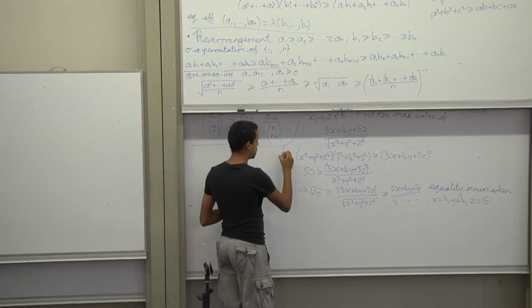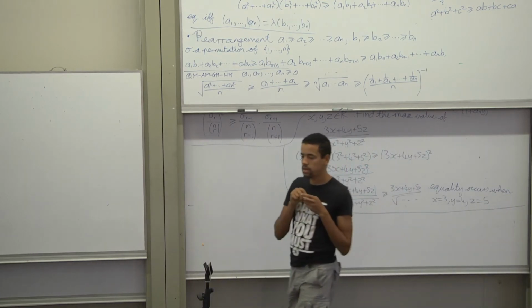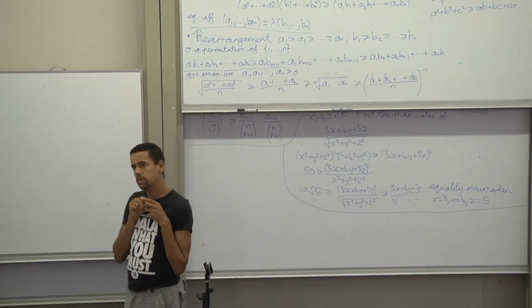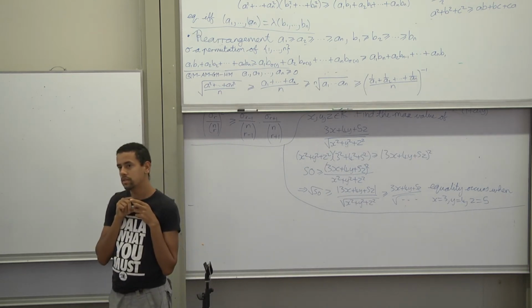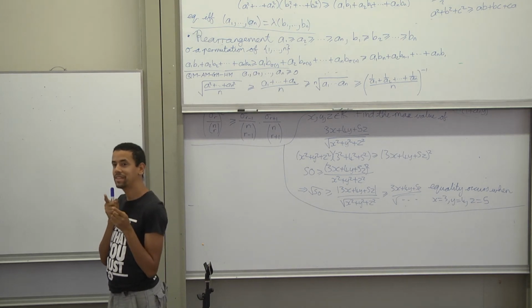So that's one. Should we do Muirhead? Or Jensen's? Or Karamata's inequality?